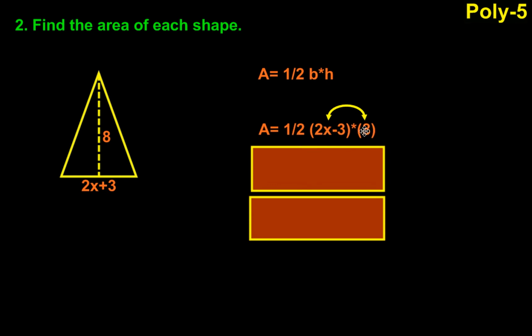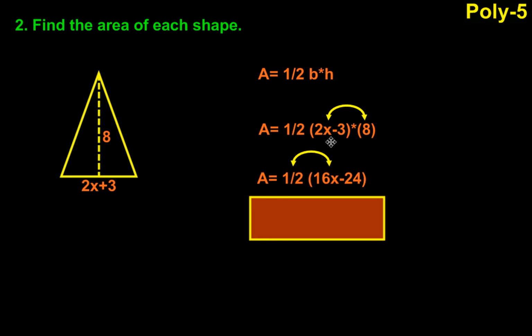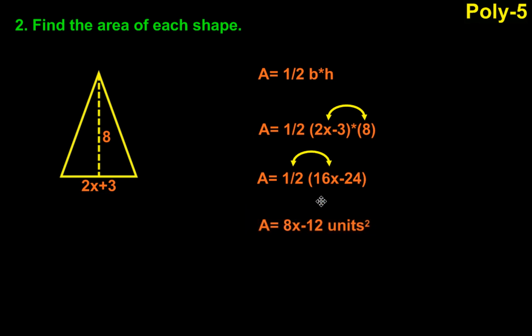We can multiply them. So we have 8 times 2x minus 3, which is going to give us 2 times 8 is going to give us 16x, minus 3 times 8 is 24. And now we're going to take the half and multiply that by everything inside the parentheses. And so that's going to give us A equals 8x, 1/2 of 16x, minus 1/2 of negative 24, negative 12, units, because we don't have a specific unit of measurement, and squared, because it's area.